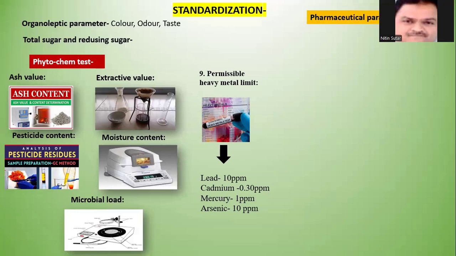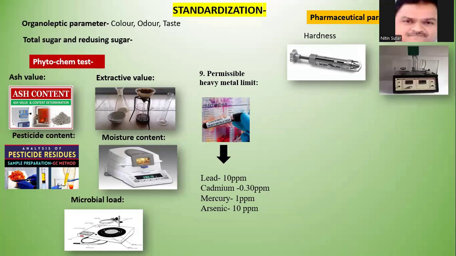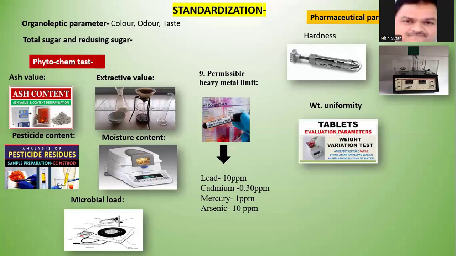The next one is the pharmaceutical parameters, that includes your hardness. By utilizing a Monsanto hardness tester, you are going to check that. Then your dissolution, or we can say the disintegration. Then weight uniformity: take 20 tablets, take the average of that. Total 20 tablets you take, total weight divided by 20. Okay, so the tablet weight you are getting, plus or minus 10% from this, each and every tablet you have to check, and whether they pass or not is confirmed by the weight uniformity.